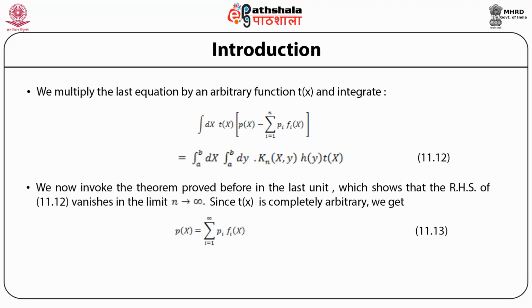We now invoke the theorem proved before in the last unit, which shows that the right hand side of this equation vanishes in the limit n goes to infinity. Since t(x) is completely arbitrary, this means that p(x) is equal to the sum from i = 1 to infinity of p_i φ_i(x), which establishes equation 11.3, which we wanted to prove. We thus have the expansion theorem.